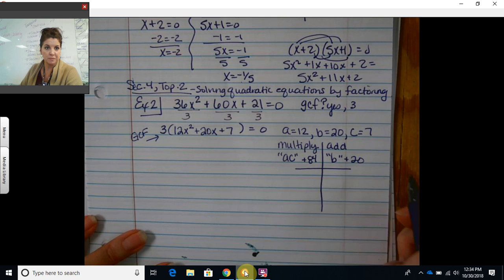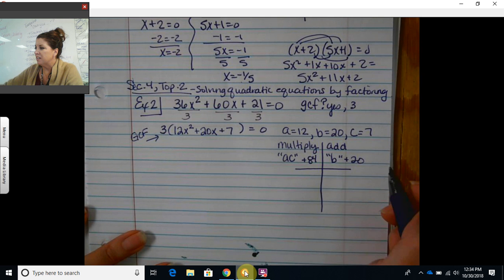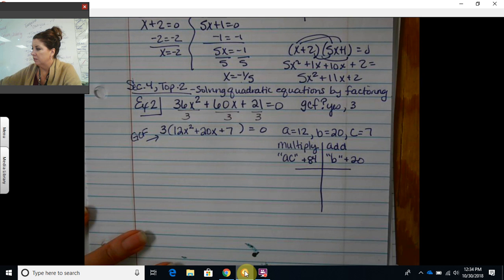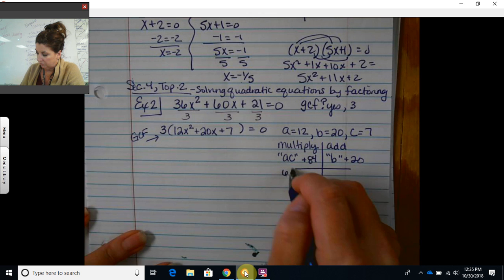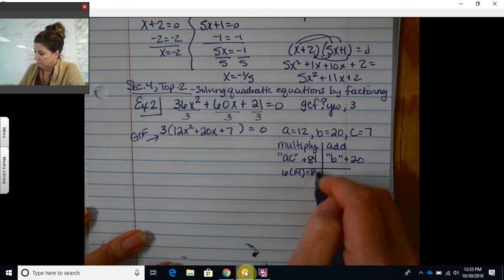So let's just think of 2 numbers you could multiply together to get 84. Any ideas? 6 and 14? Let's see. 6 times 14 is 84. And 6 plus 14 is 20.